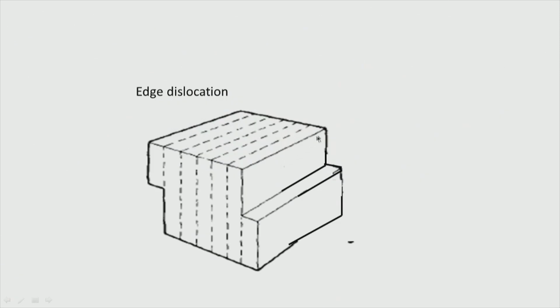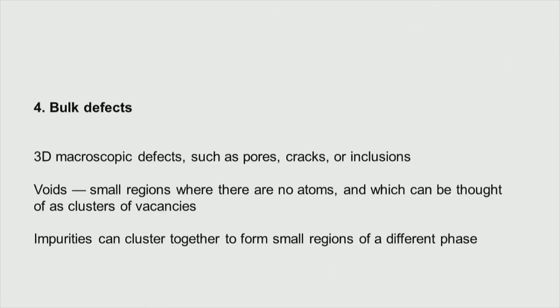Now this is called the edge dislocation, where, as you can see here, there is a shift in the edges. Then you have the bulk defects. These are all 3-dimensional macroscopic defects such as pores. There could be small holes, cracks, some inclusion bodies, and voids where there are no atoms, which are clusters of vacancies. Impurities can cluster together, and there could be patches of impurities. All these are also possible in a crystalline system.